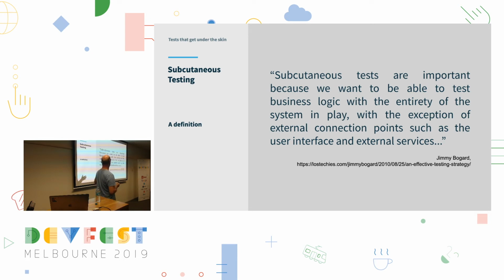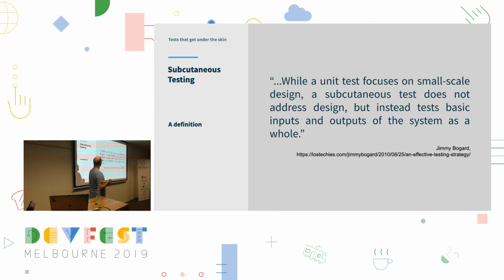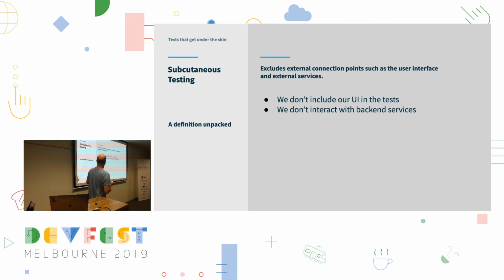Subcutaneous tests are important because we want to be able to test business logic with the entirety of the system in play, with the exception of external connection points such as the user interface and the external services. Right? That sounds very useful because we are interested in that business logic. While the unit test focuses on small-scale design, a subcutaneous test does not address design, but instead tests basic inputs and outputs of the system as a whole. Right? Let's unpack this for a second.